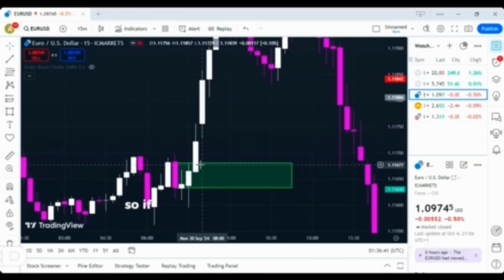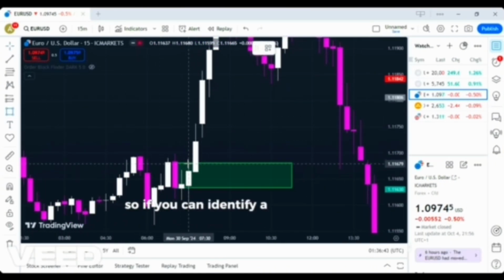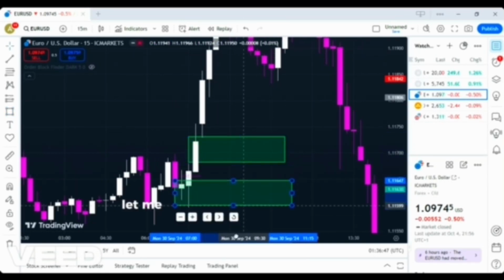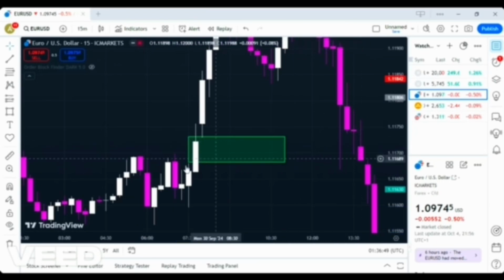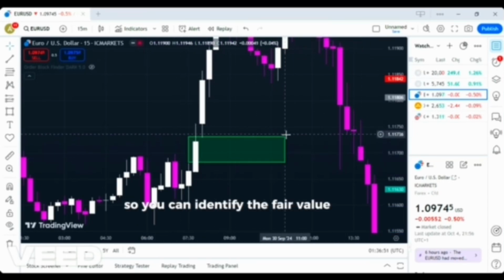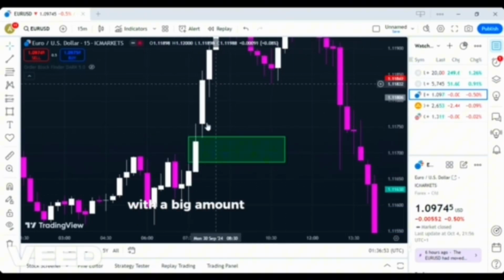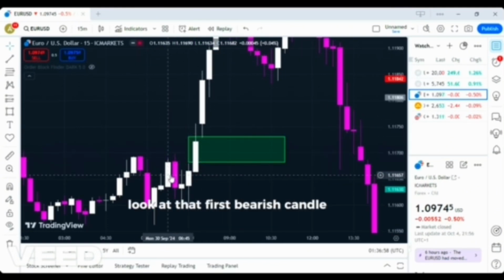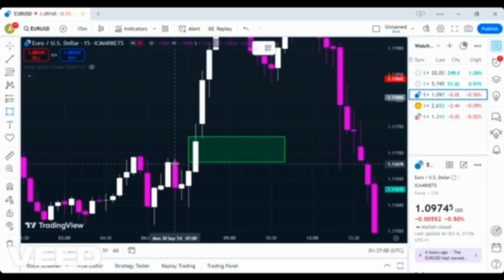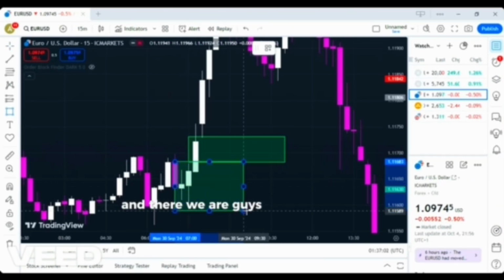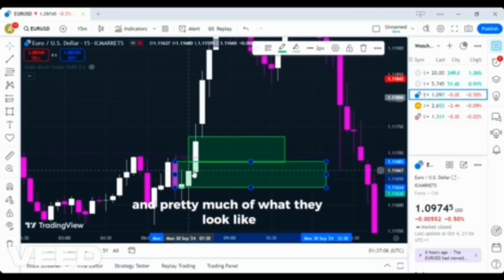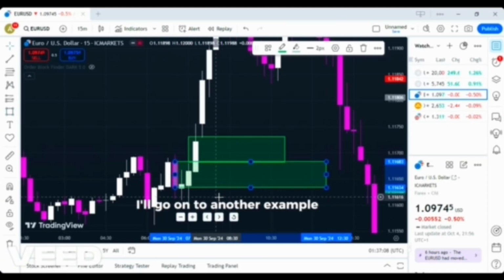So if you can identify a fair value gap, as we can right here, let me move this so it doesn't get confusing for you guys. You can identify the fair value gap with a big amount of volume in the market. Look at that first bearish candle before. And there we are, guys. That is how you can identify order blocks and pretty much what they look like. I'll go on to another example right now.